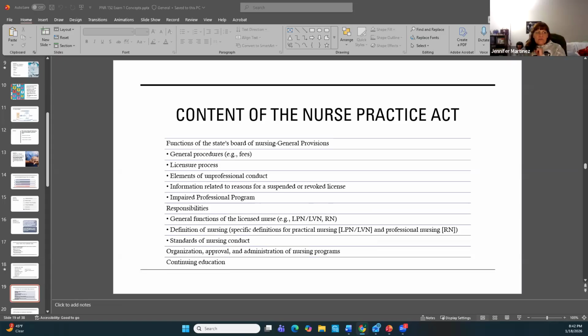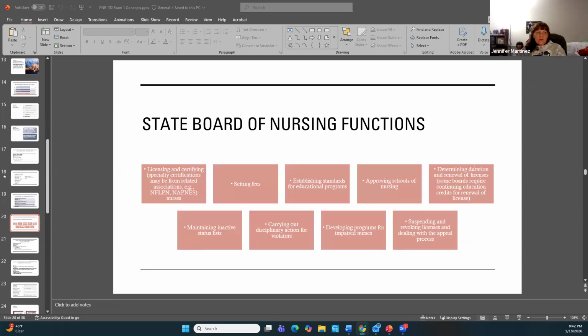It will also provide the definition of nursing, and there are specific definitions for both LPN, LVNs as well as RNs. It'll also provide the standards of nursing content or conduct, and then other things like organization approval and administration of nursing programs, as well as continuing education. So that brings us to the State Board of Nursing.